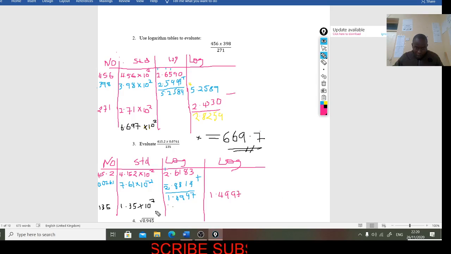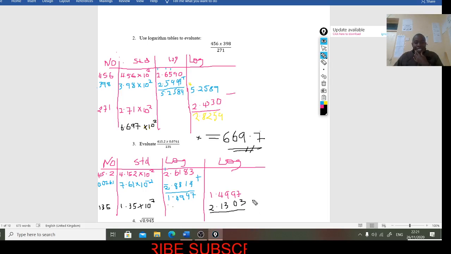Then I read the logarithm of... remember it will start with 2, like I've said. This logarithm will start with 2 point. I read from the table the logarithm of 1.3 at 5, and you get 0.1303.